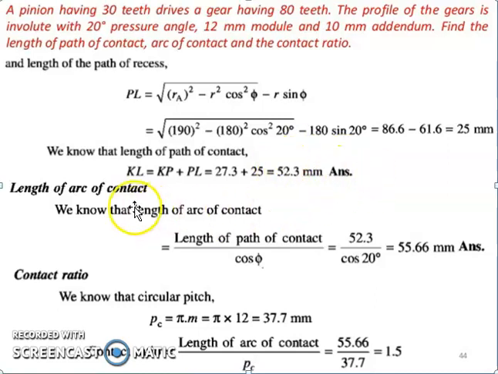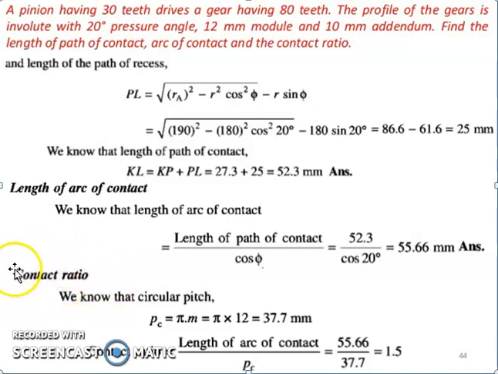Okay, once you got the length of path of contact, write length of arc of contact equal to length of path of contact divided by cos phi. So you calculated 52.3 divided by cos phi, where phi is 20 degrees, that is 55.66 mm.